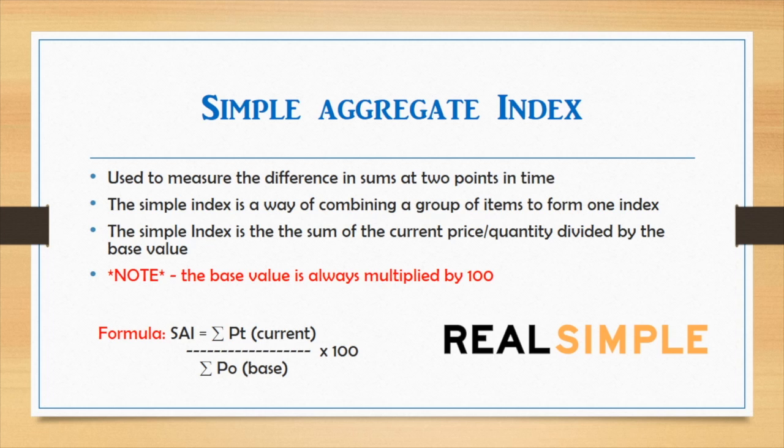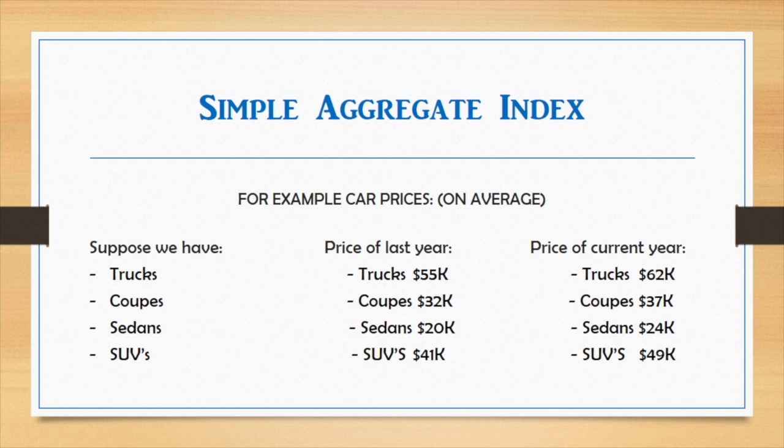So the E looking symbol down below represents the sum. So this is an example of simple aggregate index. For example, these are some car prices provided. Suppose the trucks and the coupes and the sedans, SUVs, and prices of last year, prices of current year.